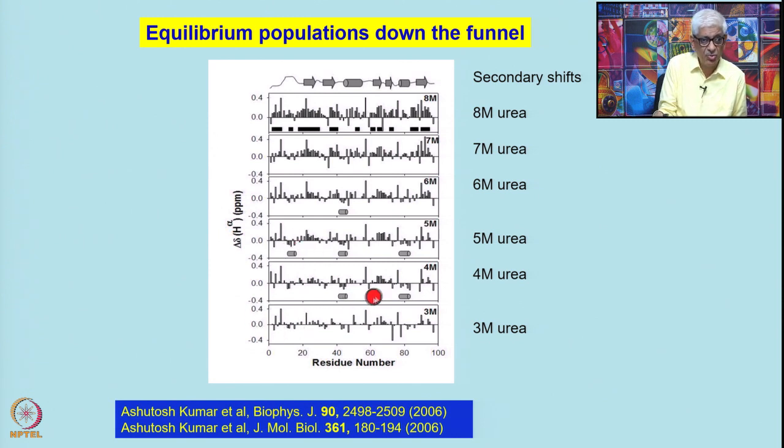And you come down to 3 molar urea, most of these helices are gone, it is all negative, all small values, there is no structural preference. It appears there is no structural preference at all here, the propensities are not there.